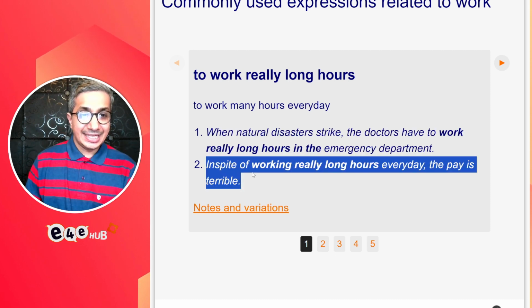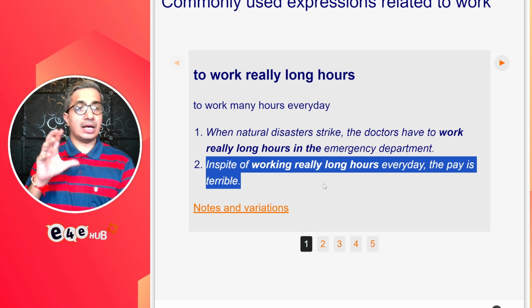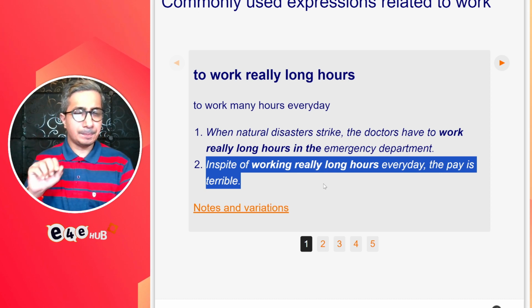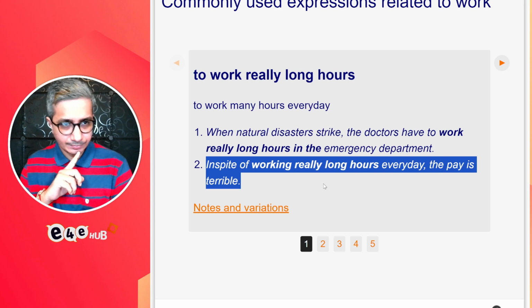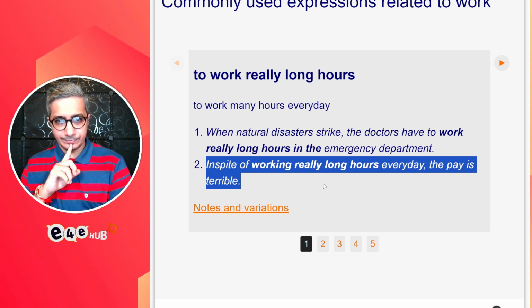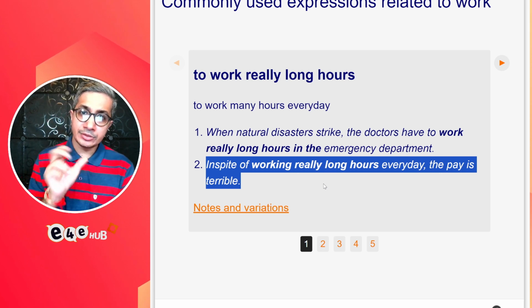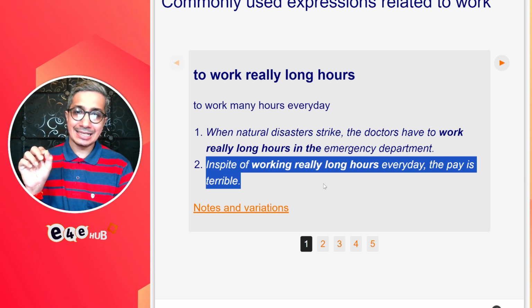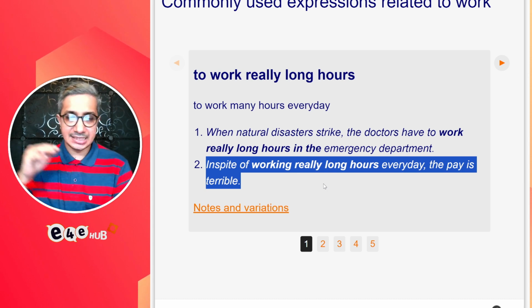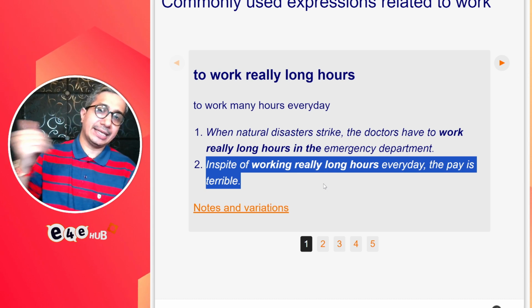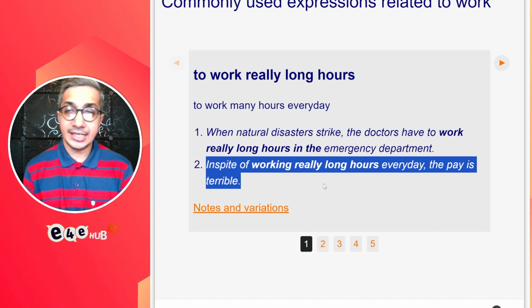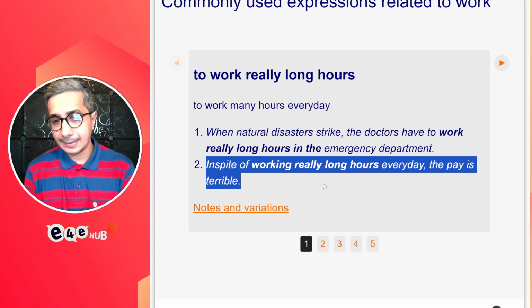Example 2: in spite of working really long hours every day, the pay is terrible. It means you work long hours, but your pay is not so good. It's low compared to what you should get. The pay is terrible, really bad.